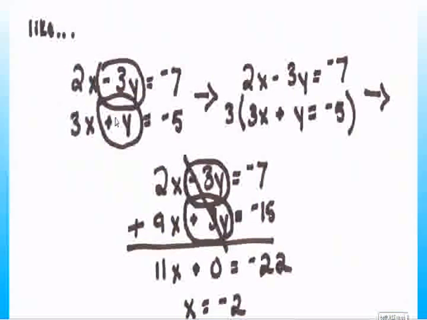So you would take 3x plus y equals negative 5 and multiply that by 3. That gives you 9x plus 3y equals negative 15. You would add that to the first equation given, which is 2x minus 3y equals negative 7, which gives you 11x equals negative 22. The product of that is x equals negative 2.